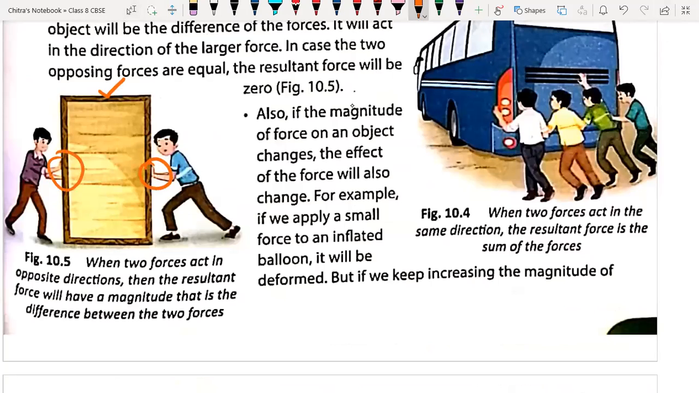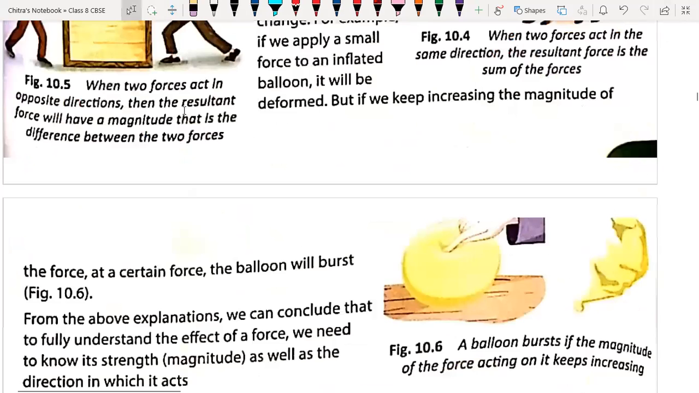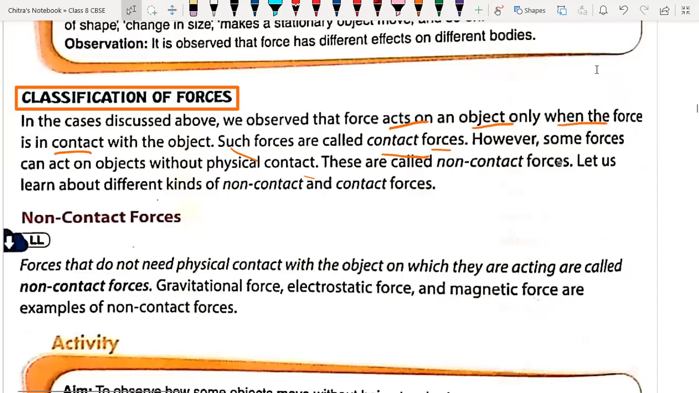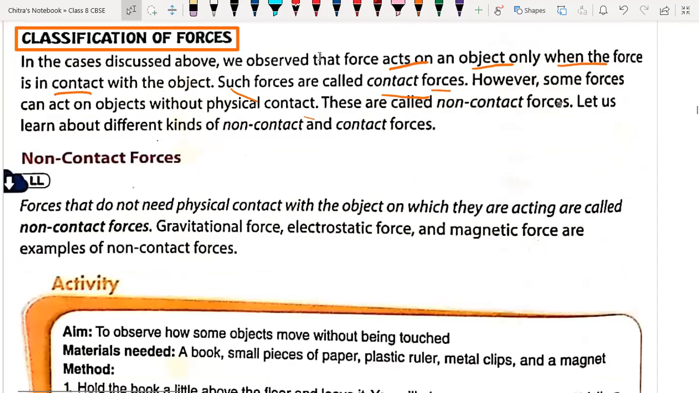Even the four people applying force on the bus in order to push it are in contact with the bus. So here we can say the force applied when in contact with each other is called contact force. What is the definition of contact force? In the case we discussed above, we observe that a force which acts on the object only when the force is in contact with the object is called a contact force.